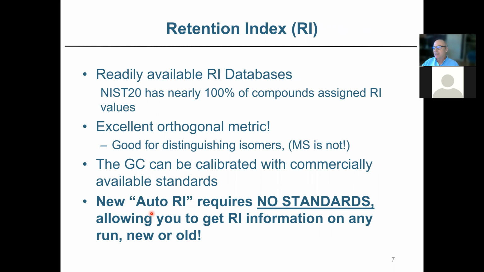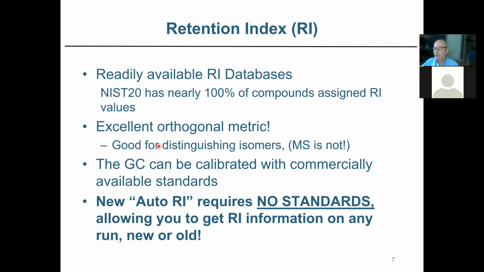Okay, so retention index. The neat thing is that retention index databases are now really widely available and rich. For example, in the new NIST 2020 database, almost 100% of the compounds have assigned retention index values. So this is a great tool to help us figure out which is the right match from that NIST match list. It's an excellent orthogonal metric. And the interesting thing is it can be really good for distinguishing between isomers, and that's something that MS is not very good at.